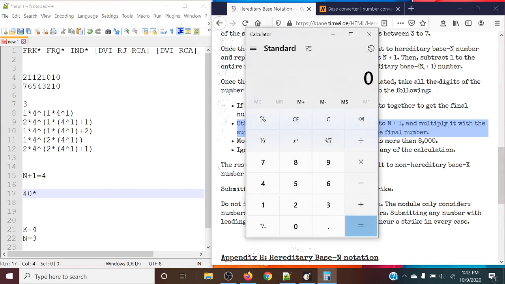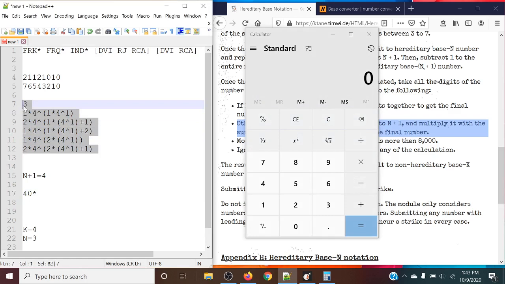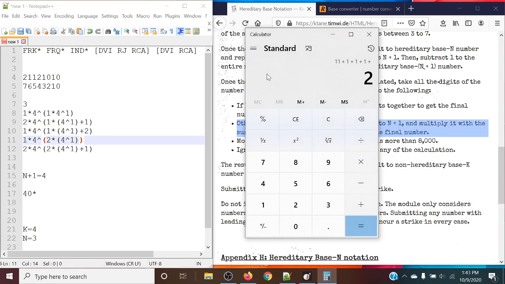So we are going to add up all of the other digits in this hereditary base notation writing that aren't equal to 4. So in this case, we would add 3 plus 1 plus 1 plus 1. We've completed the first row here. Plus 2 plus 1 plus 1 plus 1. We've completed the second row. Plus 1 plus 1 plus 1 plus 2. We've completed the third row. Plus 1 plus 2 plus 1. We've completed the fourth row.